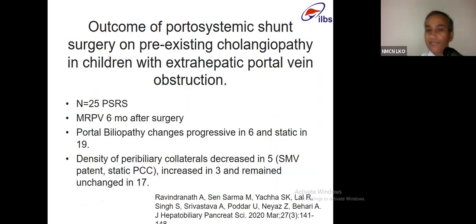So in 25 PSRS patients, again from SGPGI, where the portal biliopathy changes have been shown, they are progressive in 6 patients and static in 19 patients. And also the density of the peribiliary collaterals increased in 3 patients and remained unchanged in 17. So portal biliopathy remains almost static.